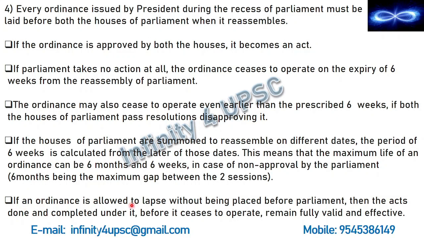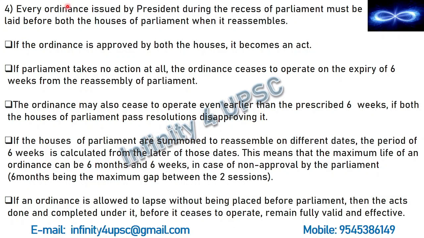If an ordinance is allowed to lapse without being placed before Parliament, then the acts done and completed under it before it ceases to operate remain fully valid and effective. That is, the ordinance was not placed before Parliament and it was allowed to lapse. In that condition, when the ordinance lapses, that is when it becomes invalid, the actions which were done under it will remain valid and effective. So the actions which were done before the ordinance became invalid, those actions will still remain valid. So this is what this statement says.